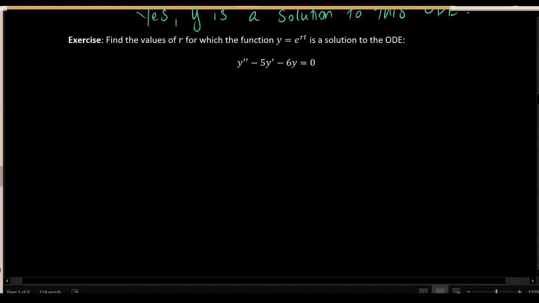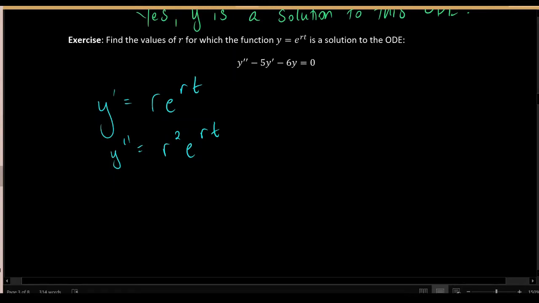Now, in order for this function to be a solution to this ODE, I need to be able to plug that function into this equation and get a true statement. So let's figure out what y double prime and what y prime would be, and then let's plug them into this equation, see what happens. If I take the first derivative of e to the rt, then by chain rule I get r times e to the rt. And y double prime will just bring down a second factor of r.